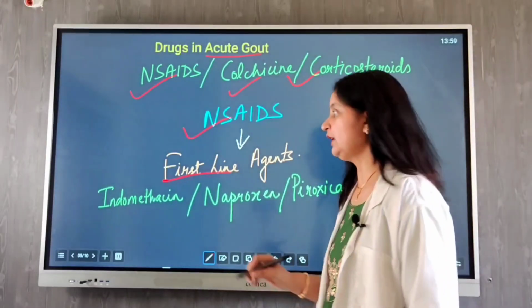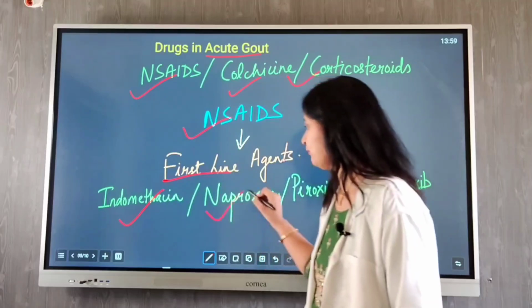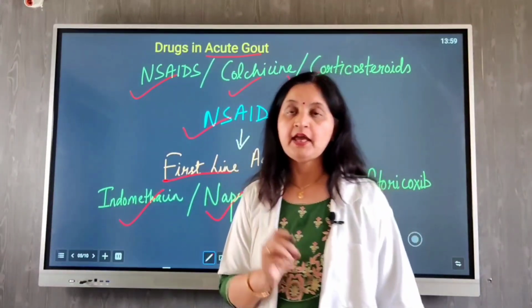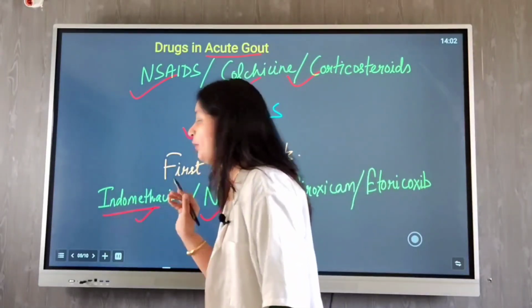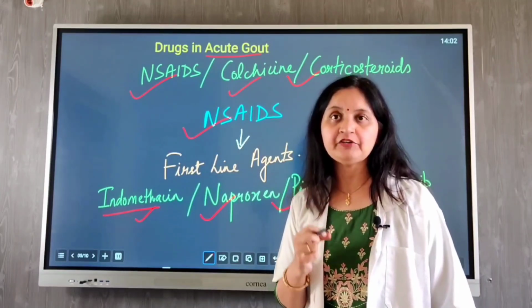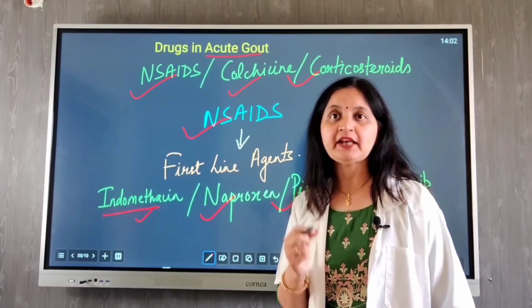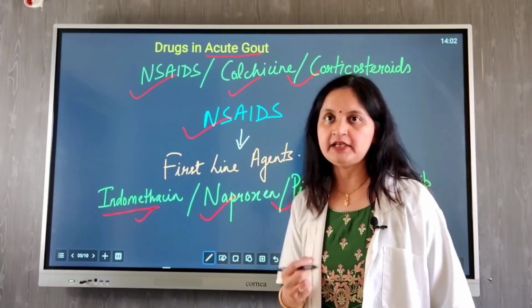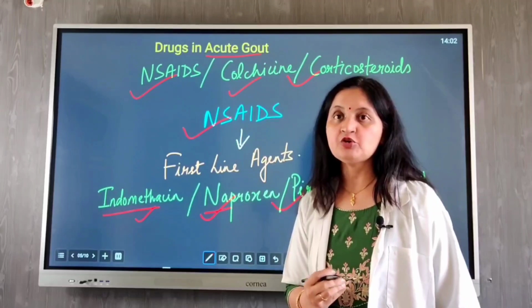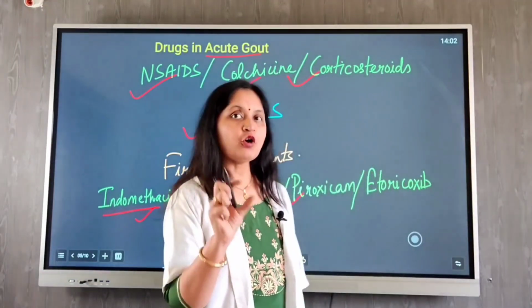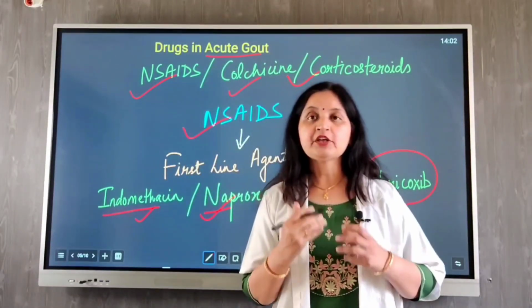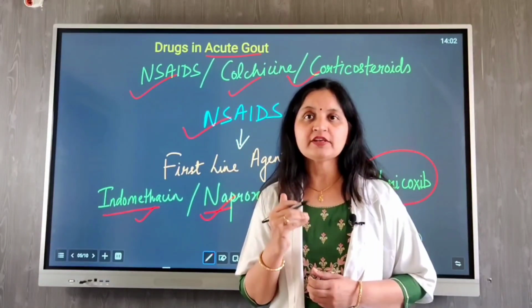The NSAIDs that are commonly used in acute gout are indomethacin, naproxen, piroxicam, diclofenac, ibuprofen and etoricoxib. Indomethacin is the most preferred and commonly used NSAID in acute gout. This is because of its strong anti-inflammatory property. Given at a dose of 50 mg thrice daily, it provides rapid symptom relief. Naproxen has a better GI safety profile. Piroxicam can be used. Etoricoxib is a selective COX-2 inhibitor, and because it is a selective inhibitor, it can be used in patients with high risk of gastric side effects.